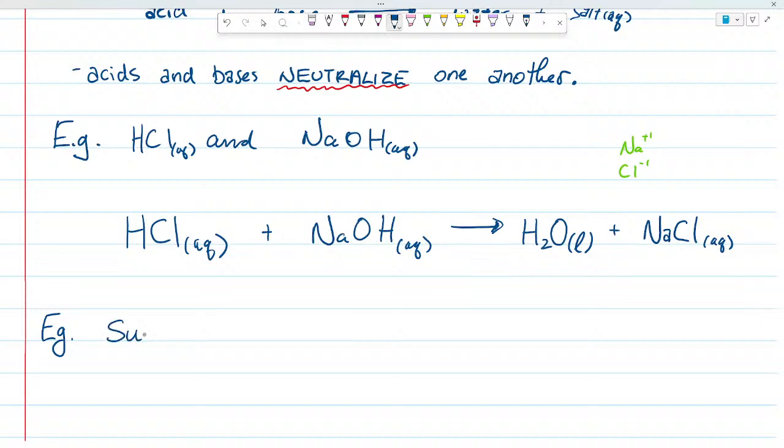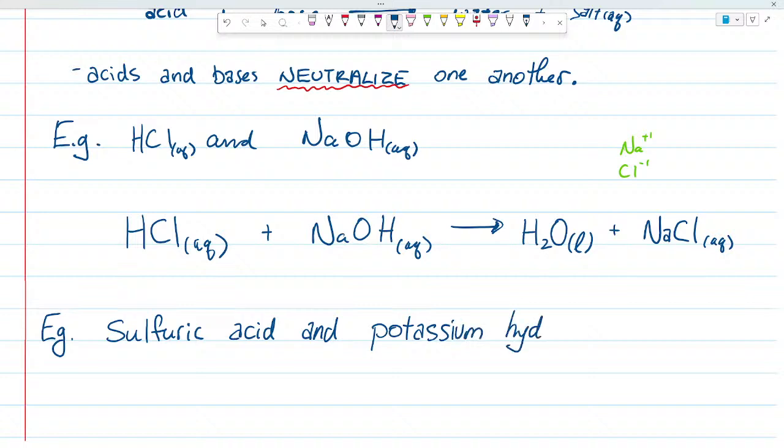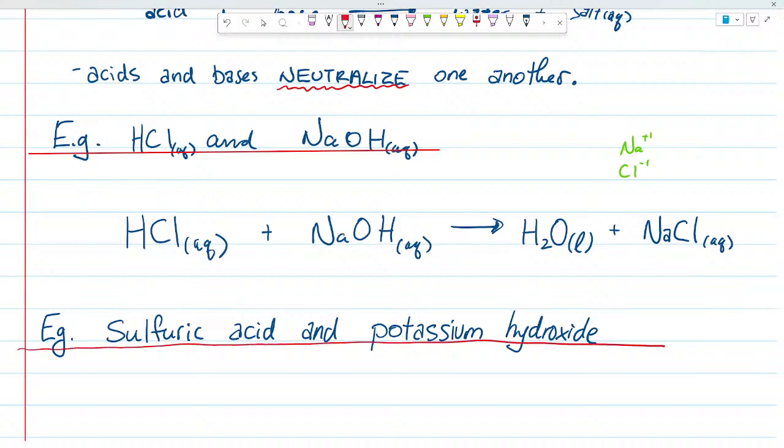Let's try sulfur. Now, this one might need some balancing. Let's try sulfuric acid and, I don't know, potassium hydroxide. Try that one out. See what you get. I think you'll see that these are pretty straightforward. They're all kind of, once you've done one, you've kind of done them all.